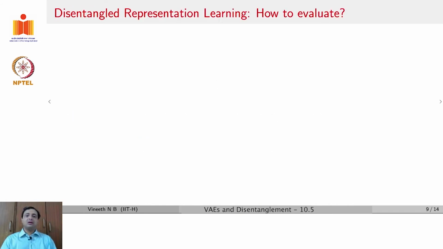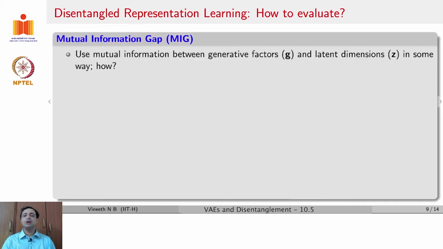Having seen Beta-VAE and Beta-TCVAE, one question that arises now is, how do you evaluate whether your generative model has learned to disentangle effectively? While one way is to generate different images and check qualitatively whether those images represent different generative factors, that can become a tedious exercise for many generative factors.